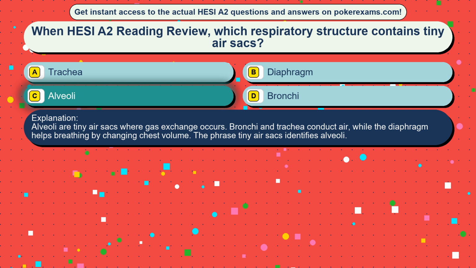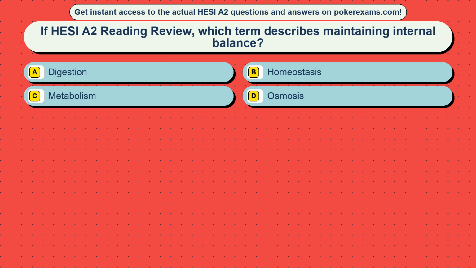Bronchi and trachea conduct air, while the diaphragm helps breathing by changing chest volume. The phrase tiny air sacs identifies alveoli. Question 20. If HESI A2 reading review, which term describes maintaining internal balance?